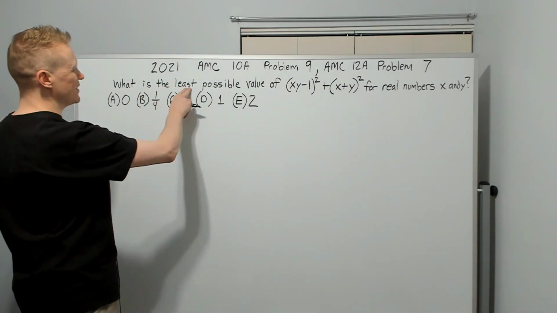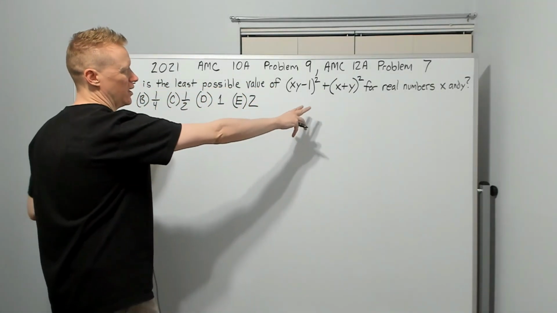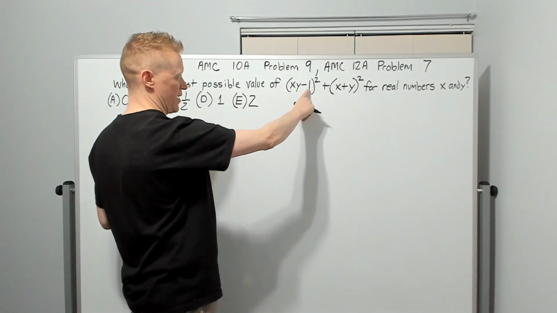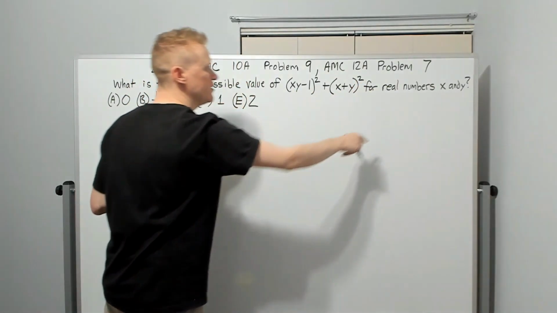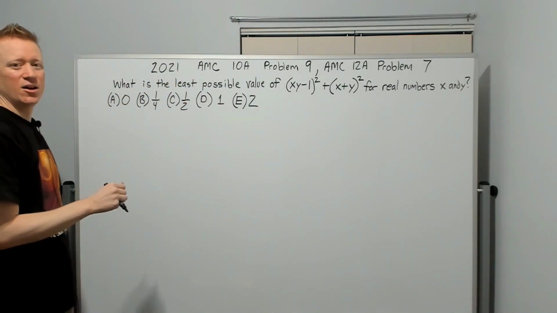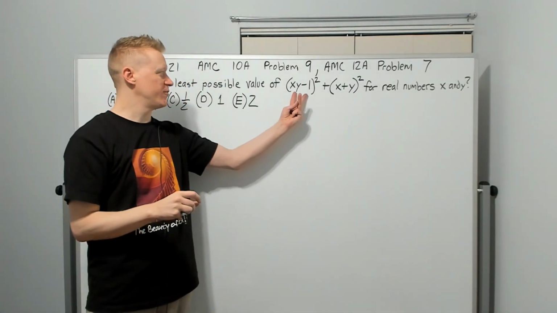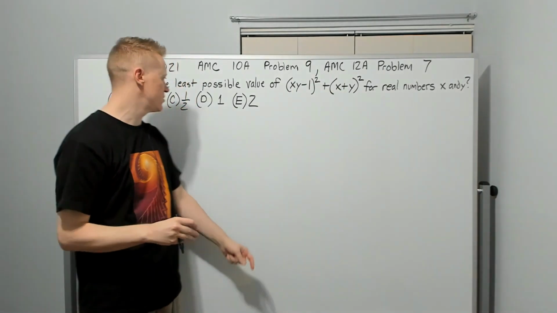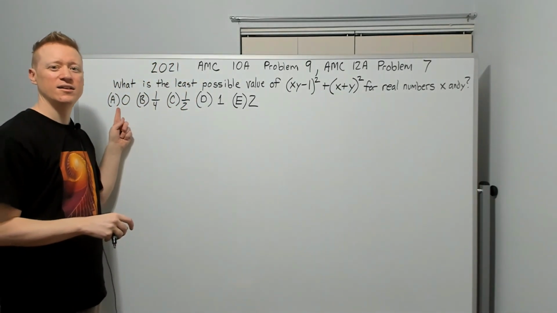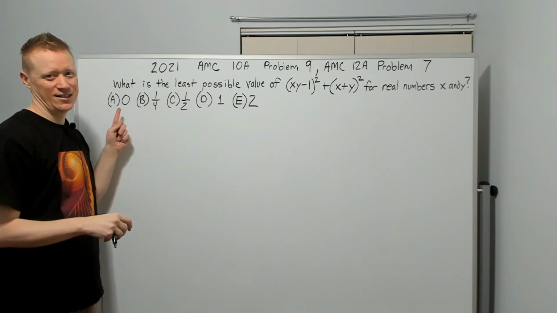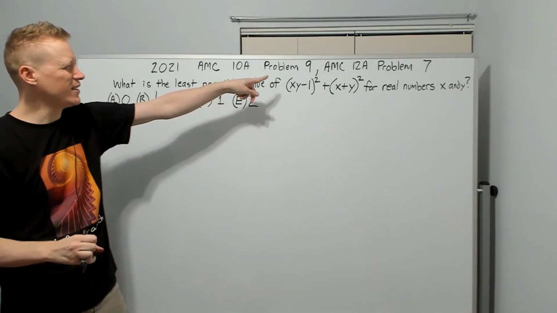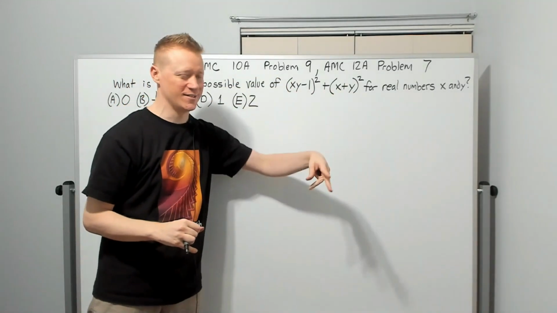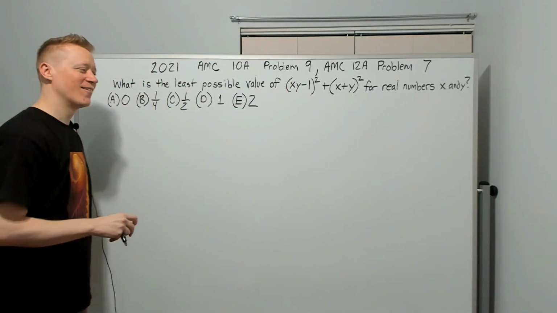What is the least possible value of xy minus 1 squared plus x plus y squared for real numbers x and y? Okay, well, we got a perfect square and a perfect square. Smallest those can be is 0. It's got to be 0. Or is it? Yeah, that looks like a nice right trap answer. Just looking. Do you really think on number 9 you're just going to go, oh, 0 and 0, I'm so good, right?